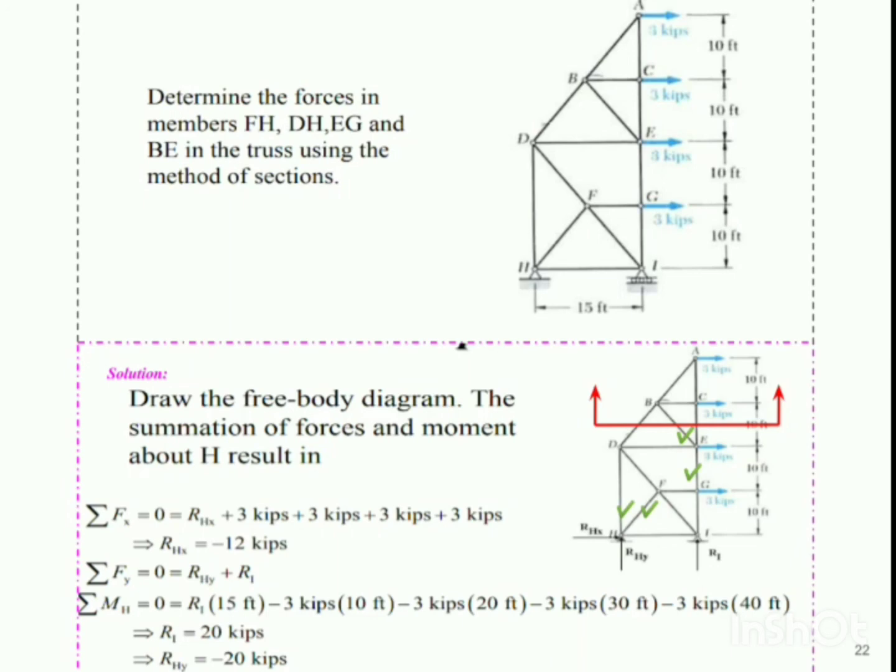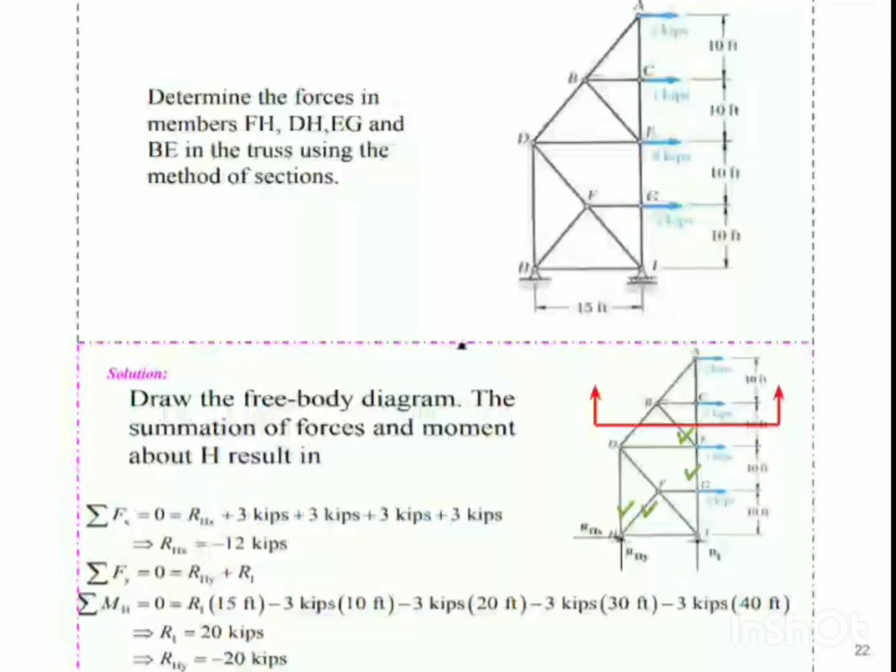So firstly we need to draw the free body diagram, and as you can see I have tick marked the members, that is DH, FH, EG and BE, which are to be found by using method of sections. Next we need to find out the support reactions by applying all the three conditions of equilibrium.